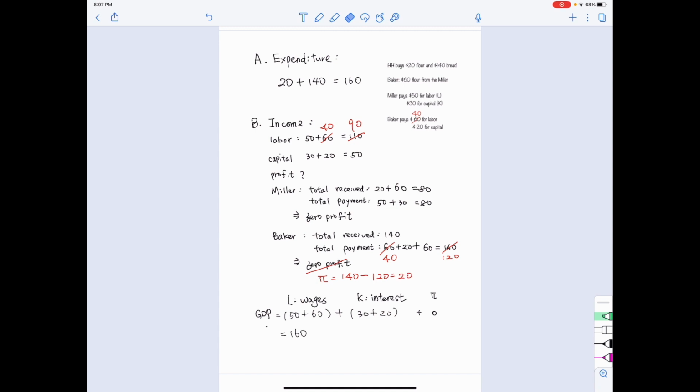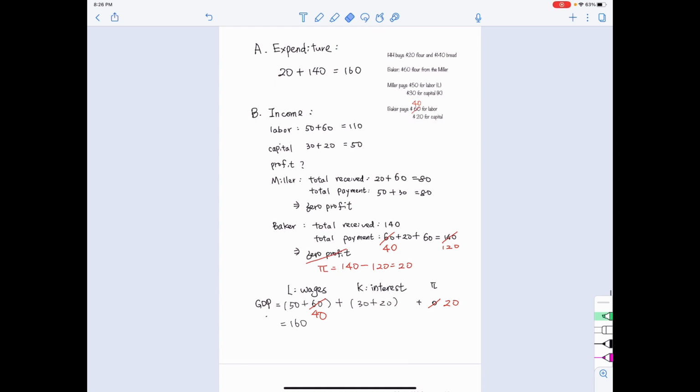Because of that, to come up with GDP, we add up all the payments to all the factors of production. In this economy, the factors of production include labor, capital, and entrepreneurship. Therefore, we add up the wages, the interest, and the profit. The wage payment now equals 50 plus 40 instead of 50 plus 60. The total payment to capital remained the same, but now we have profit, which equals 20 instead of 0. So the total GDP remained at 160.